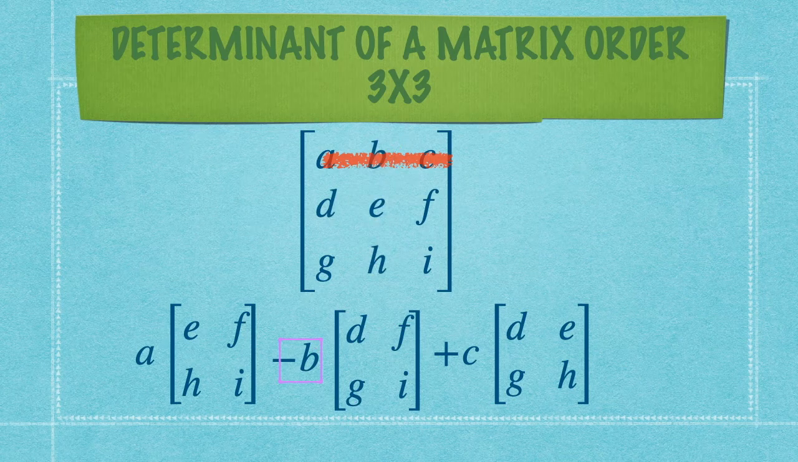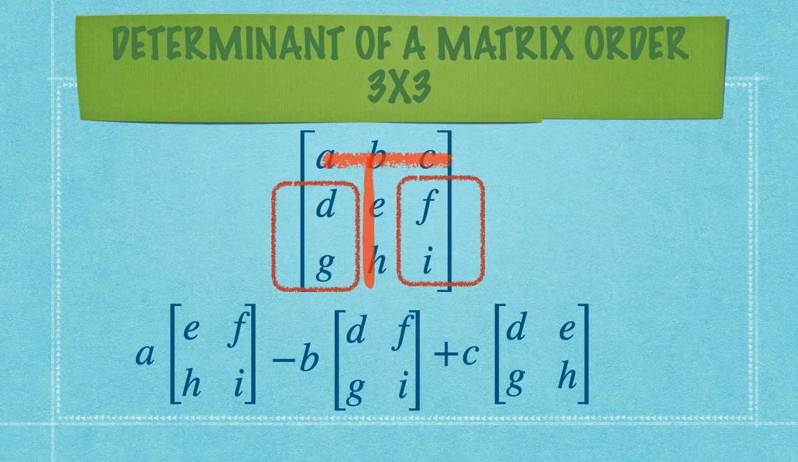Then we're going to eliminate the second column. So drawing a line through B, E, H, if you realize we still have another 2 by 2 matrix, D, G will be combined with F, I to create a 2 by 2 matrix, D, F, G, I. So again, we have to go and find the determinant of this 2 by 2 once we have numbers.